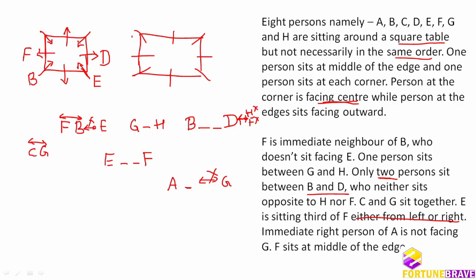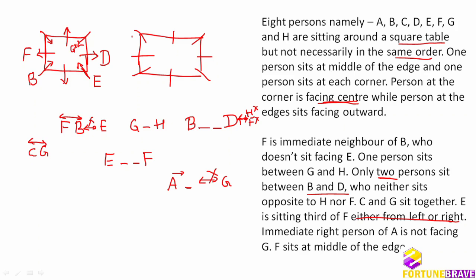One place D, both sides is not there. G can come here or G can come here. So whoever is right of A will not be facing G. So A and then G will be coming here somewhere. So we'll see. If I take A here, right will be B and G cannot come here. So G cannot come here if I take A here.